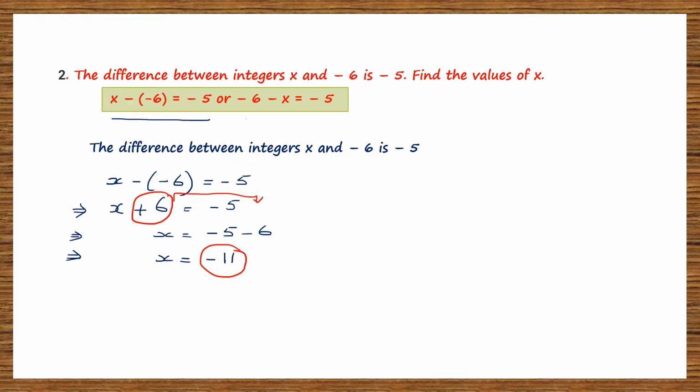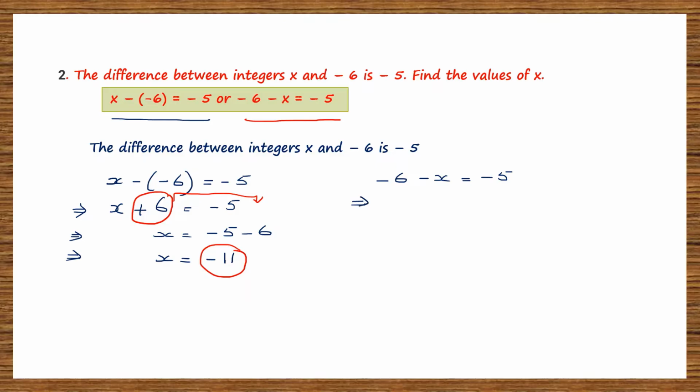Now let's take the second part where we're going to put minus 6 first. Okay, so let's work that out and see. Minus 6 minus x is equal to minus 5. Now I need only minus x here on the left hand side. So I have to remove minus 6.